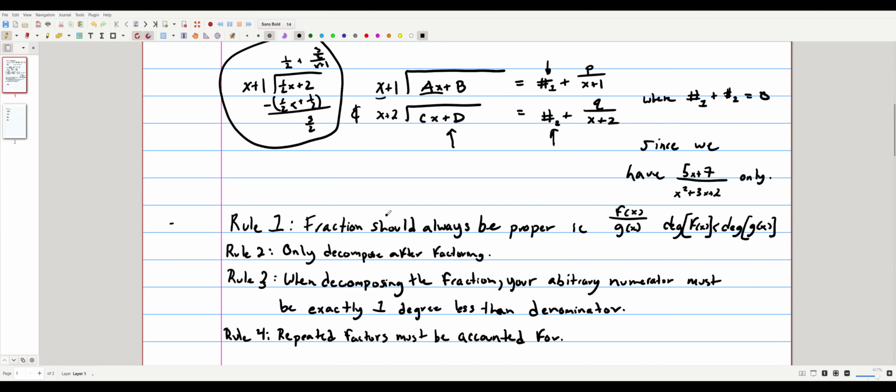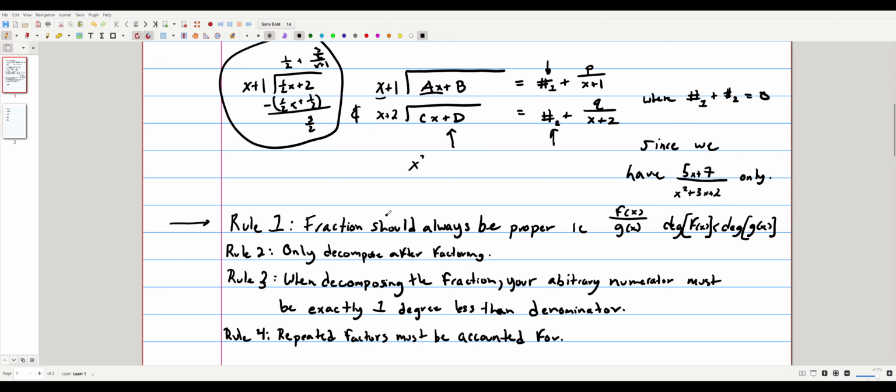Now, this won't be super important. I don't think any problems in the homework are going to give you improper fractions, but it's something you should be aware of because you will see this topic pop back up in Calc 2. So the first rule: make sure your fraction is always proper.